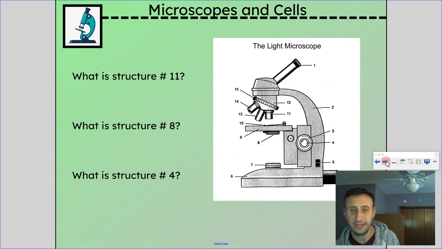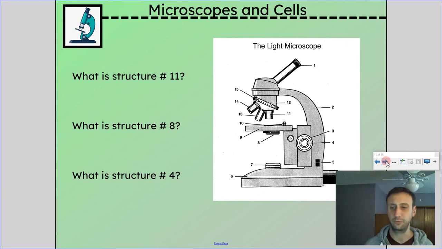So hey, let's try it out. Let's see what you can figure out from this diagram. What do you think structure 11 is? Oh, it's the low power objective lens. What is structure 8? That would be the iris diaphragm, or it's a little bit unclear, it could be the condenser lens. What do you think number 4 is? I would say that's the fine adjustment knob.